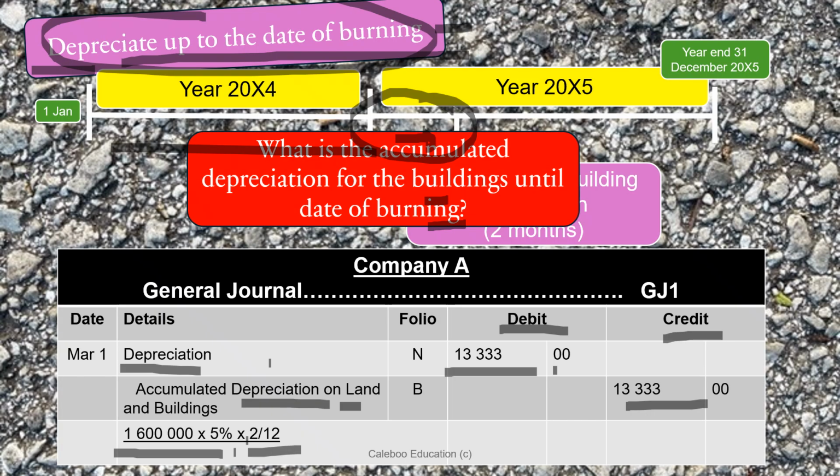Now a question I ask you is, what is the accumulated depreciation for the useful life of the building? That means take in year 1 and year 2. And maybe you get the answer. It was 73,333, which was the depreciation for the first year. Now it's depreciation for the second year.